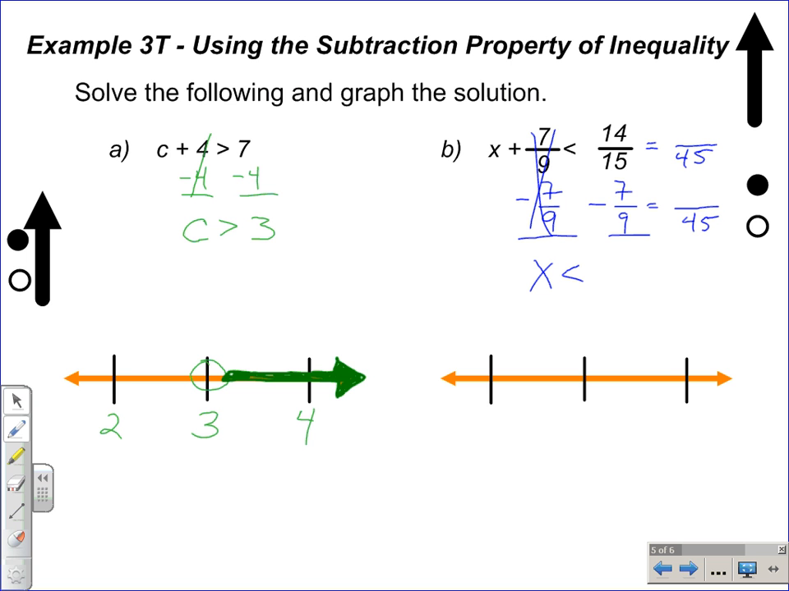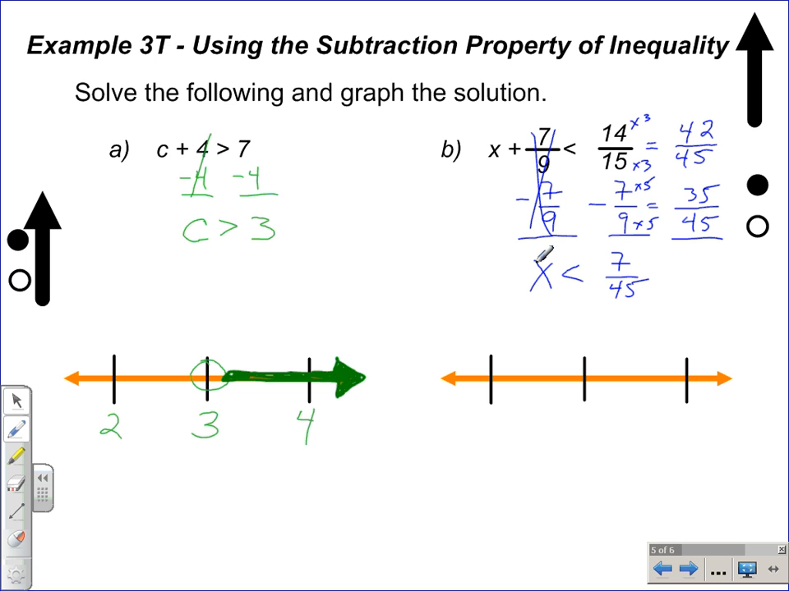So I rewrite each fraction with a denominator of 45, and then I need to adjust the numerators. 15 times 3 gives 45, so 14 times 3 is going to give 42. 9 times 5 gives 45, so 7 times 5 will give 35. So these are the two fractions we actually have to subtract. 42 over 45 take away 35 over 45. 42 take away 35 is 7, and we leave the denominators the same in the answer.